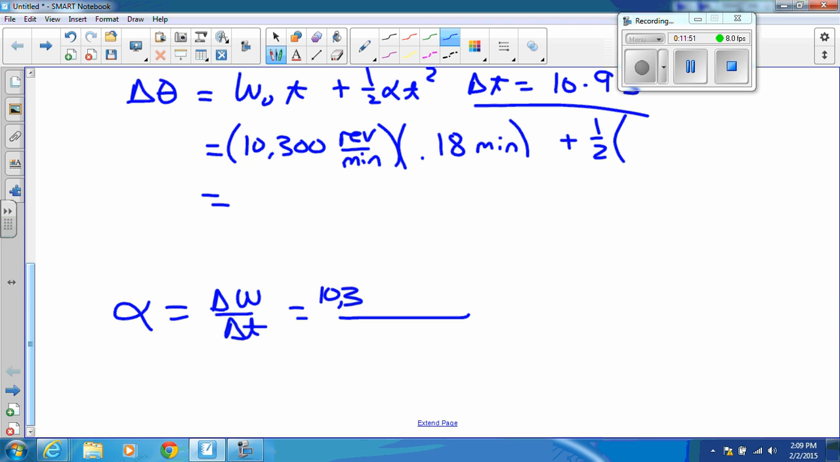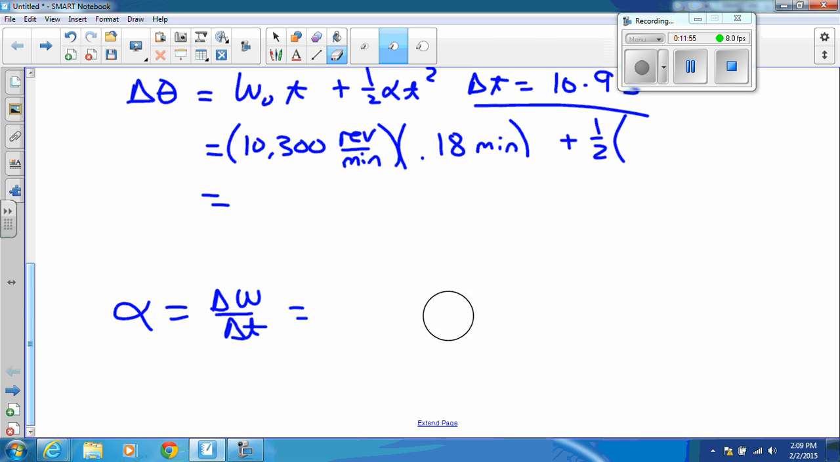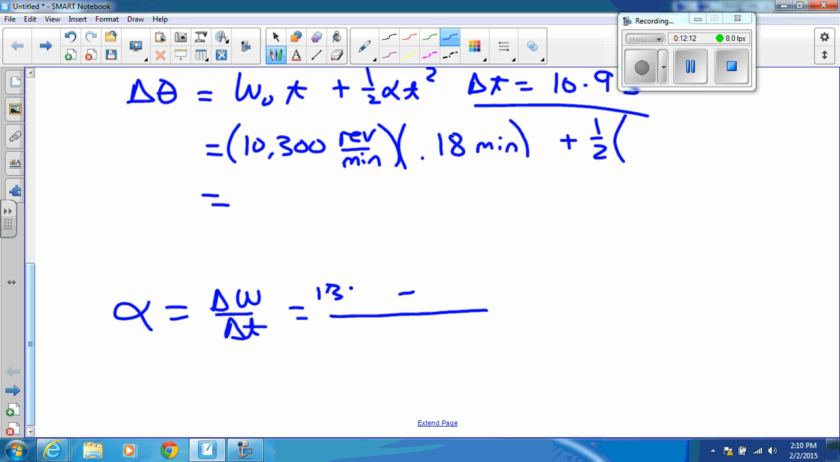10,300 was your final. No, okay, 10,300. Let's think it through carefully. Per minute. Delta omega is final minus initial. Give me final and initial. Alright, initial is 10,300 revolutions per minute. Final is 0 revolutions per minute. So it should go how? What minus what? 10,300 revolutions per minute minus, no, sorry, other way around.